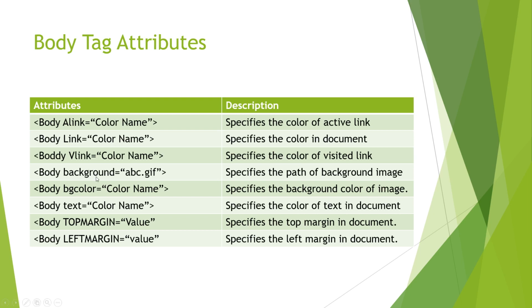Background is the background of your window. It will always be displayed in an image format. And bgcolor is the background color. Out of bgcolor and background, by default the background will be displayed. And body text is the color in which text is written, and there is the top margin and the left margin. So these are all the attributes of the body tag: alink, link, vlink, background, bgcolor, text, topmargin and leftmargin.